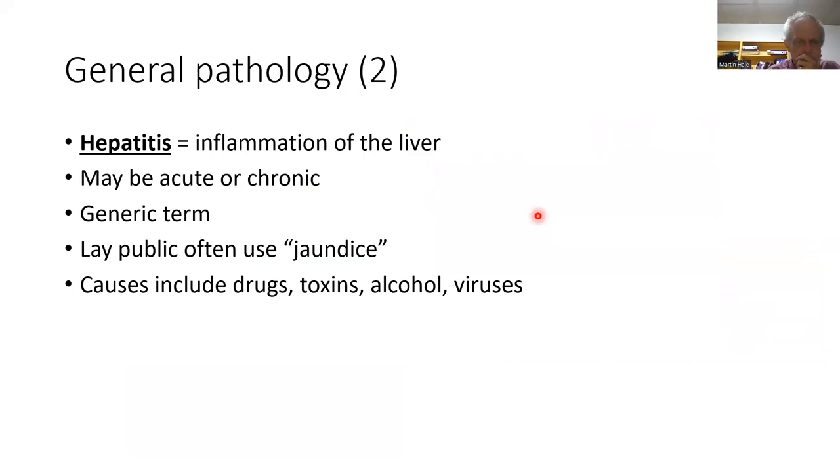Right, so let's talk now about hepatitis. So hepatitis is a bit of a generic term, and all it means is inflammation of the liver. It can be acute or chronic, but it is important to remember that it's a generic term. So we could talk about viral hepatitis, alcoholic hepatitis, autoimmune hepatitis. To use the term hepatitis without an appropriate descriptor is really not a useful way of approaching it.